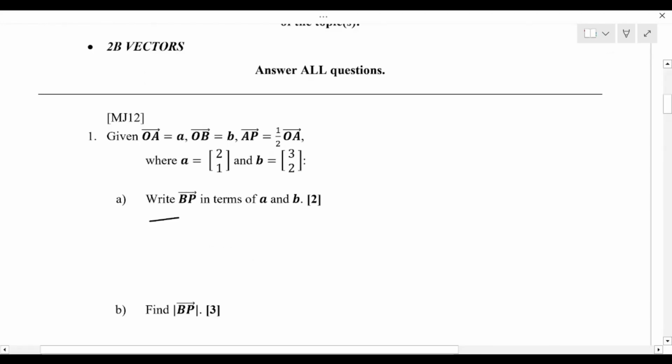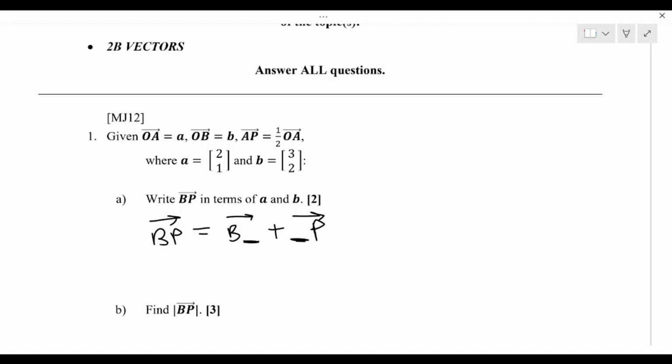Now, we know to find BP, we're going to need other vectors. So vector BP is also equal to B plus some unknown value plus the same value P. What do we know that we can fill in these blanks with? Well, from the question, nothing explicitly, but you should note that we're given OA, OB, and AP. Here, I'm going to use BO and OP. While we don't know OP, we know vectors that can give us OP.